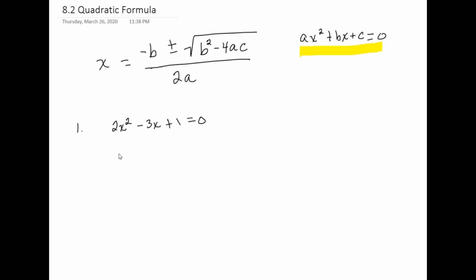Okay, problem number 1. Here I have a quadratic that I'm going to solve by using the quadratic formula. First thing that you need to do is to be sure that your equation is in standard form, and it is. And I'm going to label my A, my B, and my C. And I'm going to write down my formula.